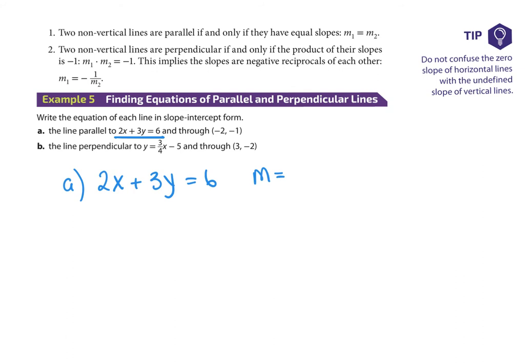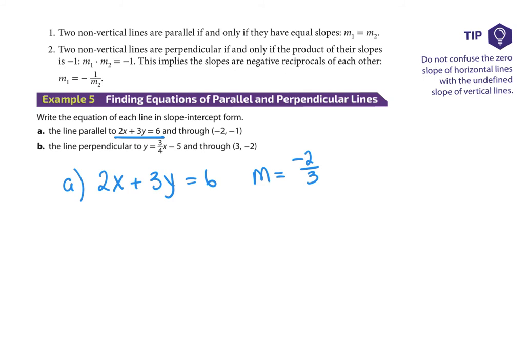-a over b, right? So it's -2 over 3. That is all I need from that line. I don't care about anything else from that line. If they are asking parallel or perpendicular to a line, you only care about the slope. I do not care about anything else with that line, okay? I have found the slope, that's all I need.